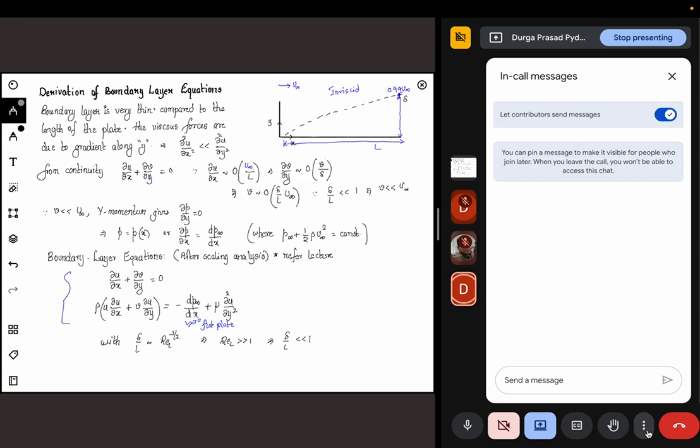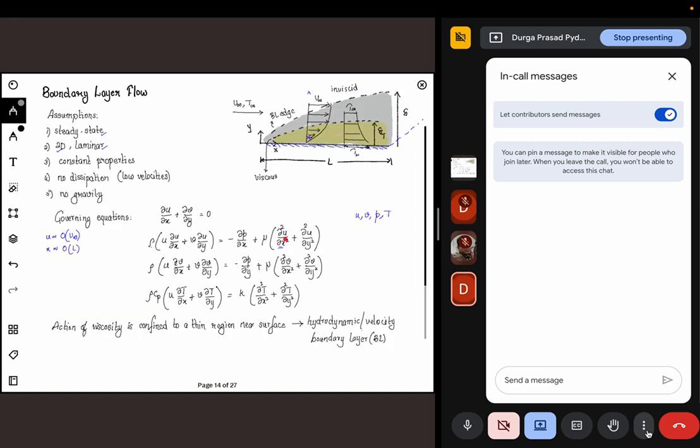If you apply that to this particular term, what will this be? It will be u infinity by L square, and this term will be u infinity square by delta square. He observed that delta is very much less than L, which means u infinity by delta square should be very much higher compared to u infinity by L square. So he concluded that in this equation I do not have to consider this term; I can neglect it.